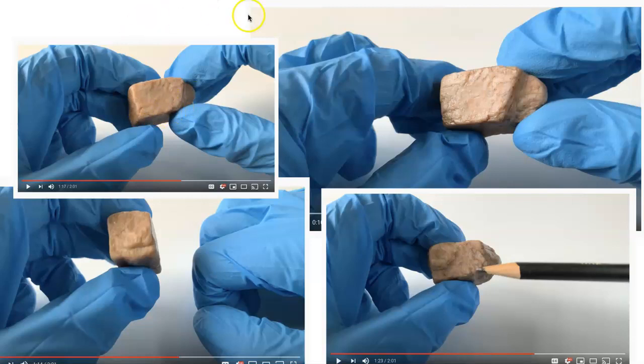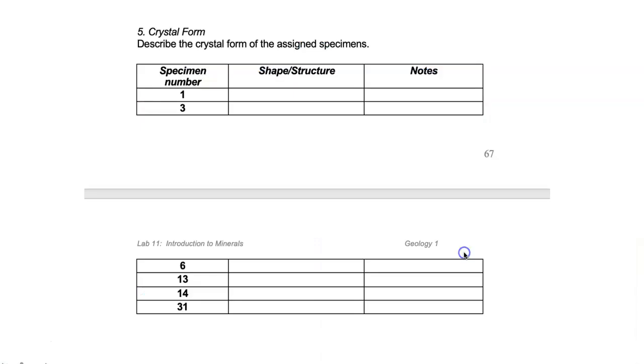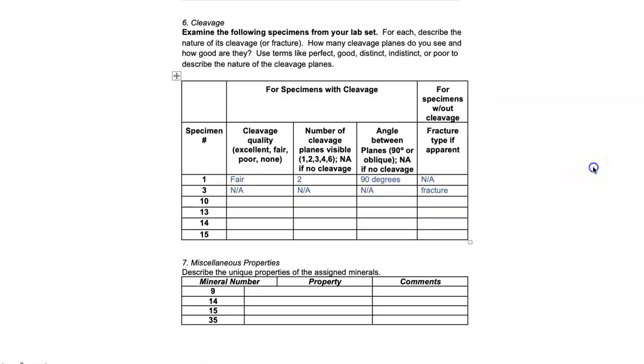So number 1 is shown here in several different images. Again, watching the video is a little bit more helpful. But you can see that there's these flat and almost square sides to it. And that's what we call a prism. So this sample has a shape called a square prism, and we're not going to make any notes at this time. So you're going to look at all of these samples here and try to figure out what their crystal shape is. Finally, you're going to look at cleavage and then miscellaneous properties.